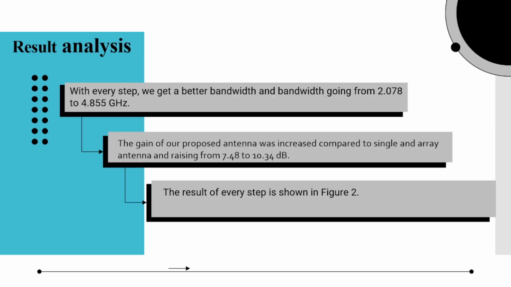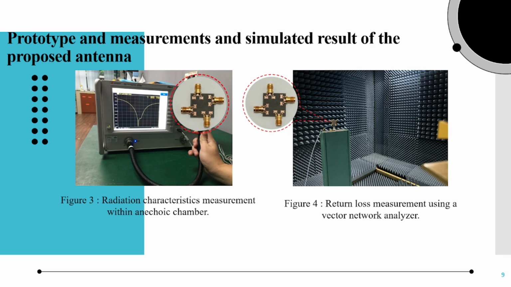And this is the result analysis. One of the biggest things is that the bandwidth is very high, 2.078 to 4.855 gigahertz, and the gain is also very high at 7.48, and also increased in terms of the array to 10.34 dB. And this is the prototype and the measurement results.